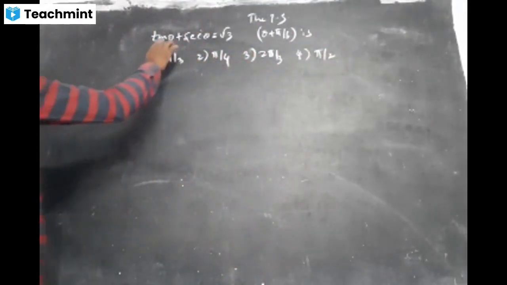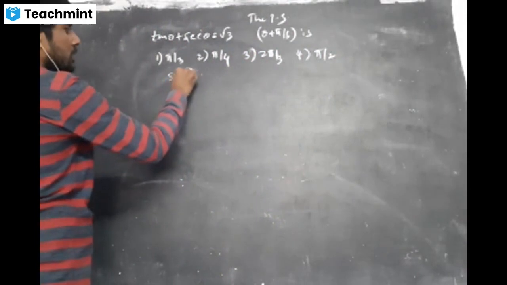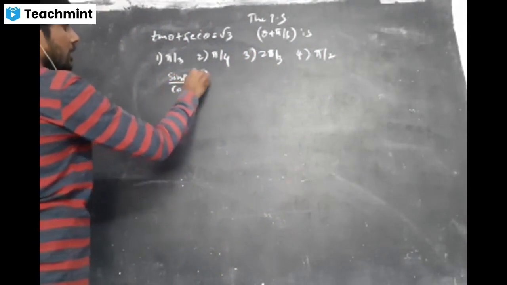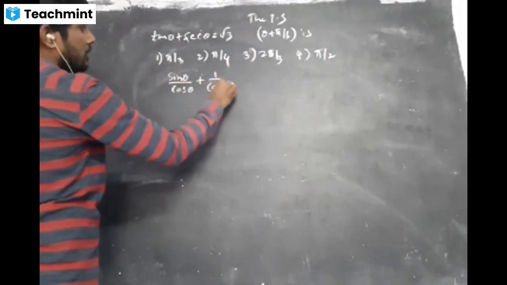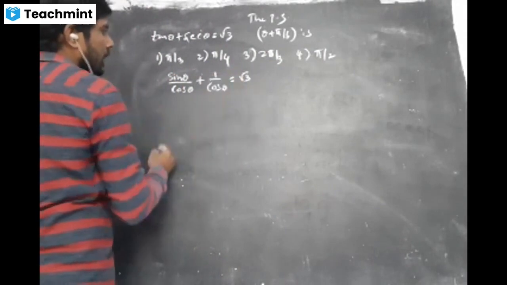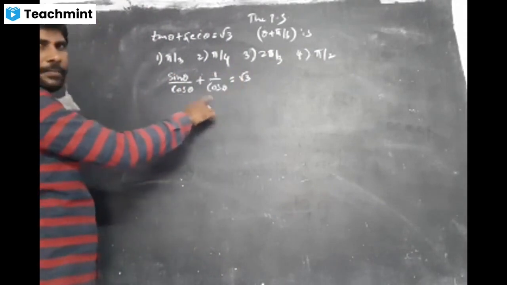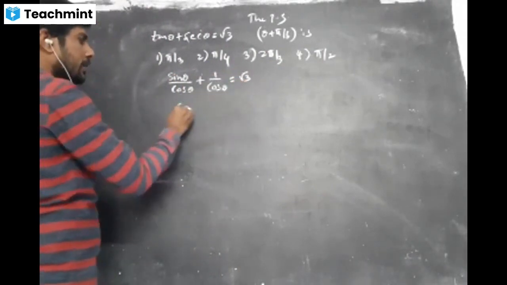Here observe this one: tan theta is equal to sin theta by cos theta, plus sec theta is 1 by cos theta, is equal to root 3. So this cos theta, we take LCM and it goes to the right side.